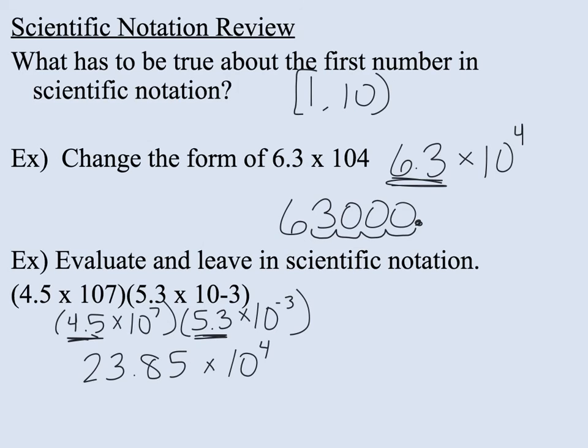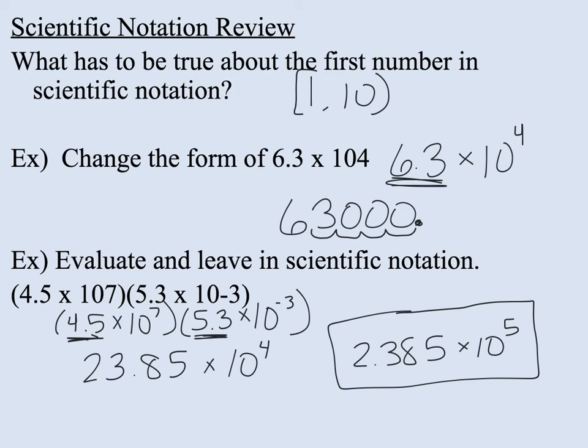But we're not allowed to leave our answer like that because the first number is not between 1 and 10. So we're going to move the decimal place one time to get 2.385 times 10 to the. So our number is going to change by 1, and the 23.85, since that was too big, then the exponent needs to get 1 bigger, so times 10 to the 5th. So this would be the product of those two, written in scientific notation.